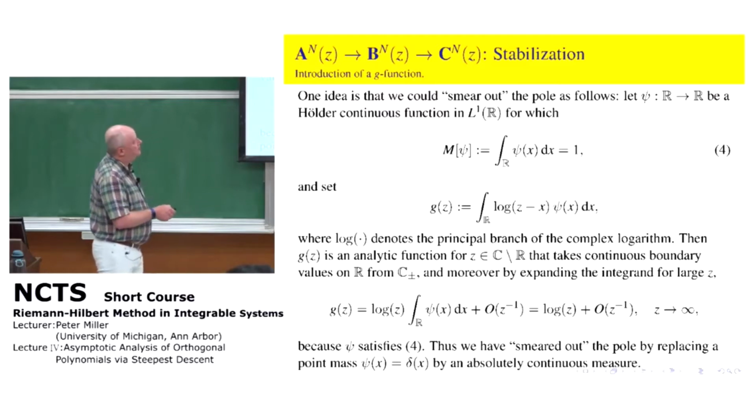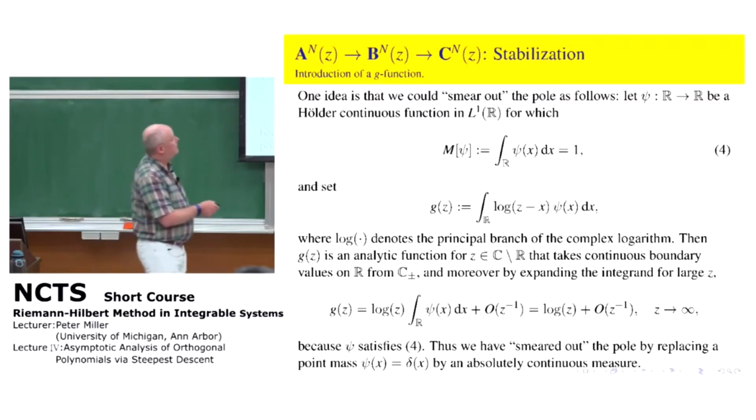Suppose that psi is just a real valued function on the real line. It's Hölder continuous and it's integrable. And suppose that its total integral is equal to 1, okay? Then you could express g as a kind of log transform like this. So you see, if this psi was a delta function, then we would just recover exactly log z, and that's the thing that I was saying is not a good idea, okay?